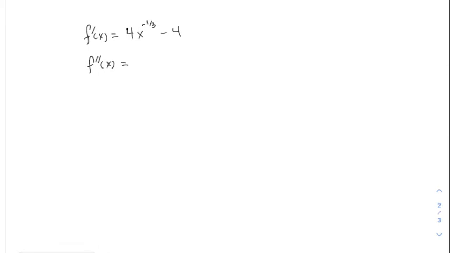multiply the negative 1/3 down, I get negative 4/3, x to the minus 4/3. And then the 4 just goes away because it's a constant. This is actually a little simpler this time. Writing it as a fraction again is negative 4/3 times 1 over x to the 4/3. All right? And again, I've got to say when this equals 0 and also when this does not exist.